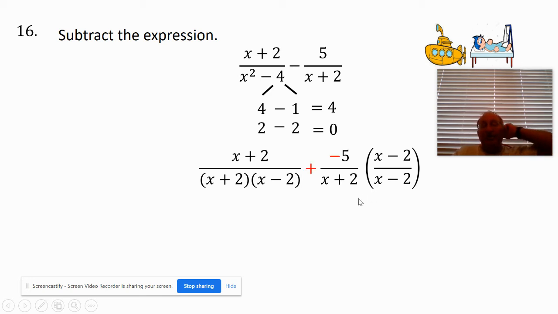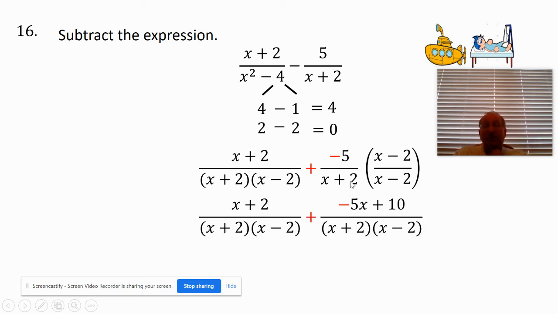And I'm going to go ahead and do this on the top. Now, y'all, this is the same as negative 5. Notice I changed it from a minus to a negative 5. So I'm going to take negative 5 times x and negative 5 times negative 2, which makes a negative 5x and a positive 10. Now that I have the same denominators, I can put the things that are equivalent together.